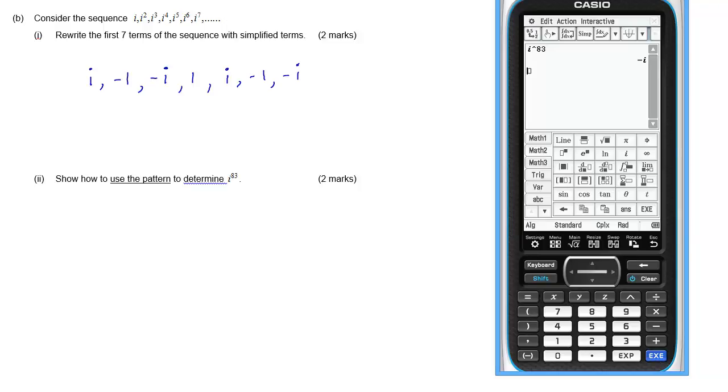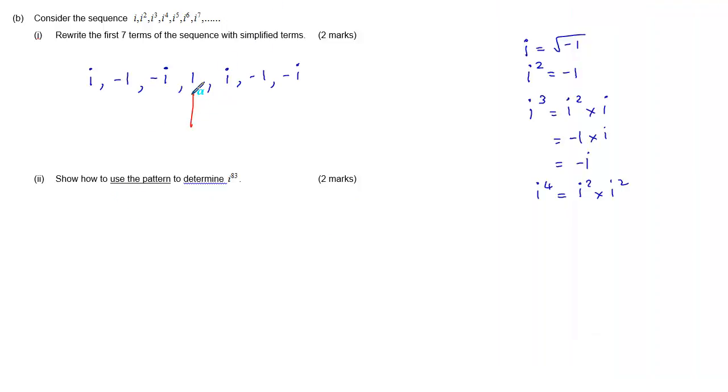So we're not allowed to just do that for the 2 marks because it does say show how to use the pattern. So what you should notice here is that every 4th one is going to be 1. So we can say i to the 4n is always going to be equal to 1 if n is a natural number. So that means that i to the 4n plus 1 would be equal to i, because that's the next one after 1.